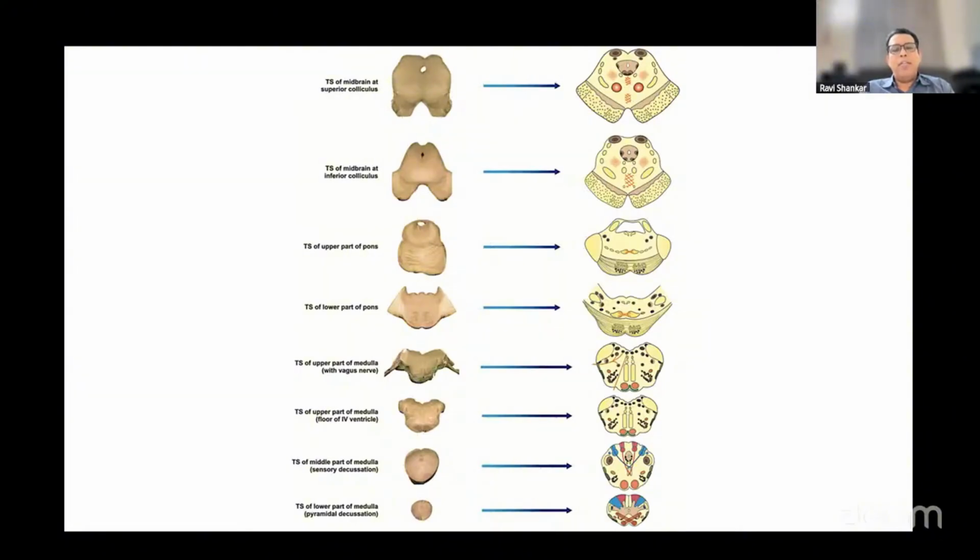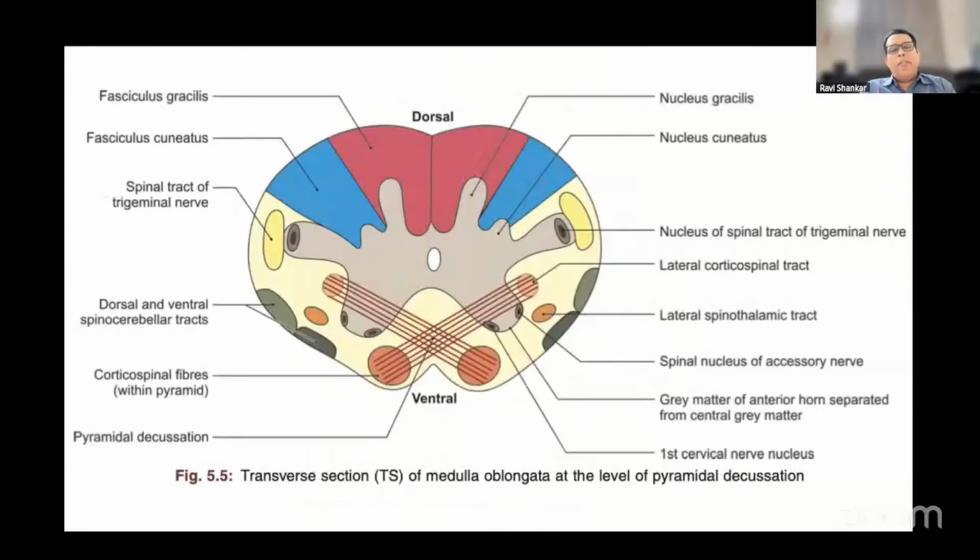So going from below upwards, I am taking this liberty for the fact that in the last talk by Professor Victor, we had this beautiful talk on the pathways in the spinal cord, and we'll be taking this forward from there. So the first area that we study is the lower medulla at the pyramidal decussation.